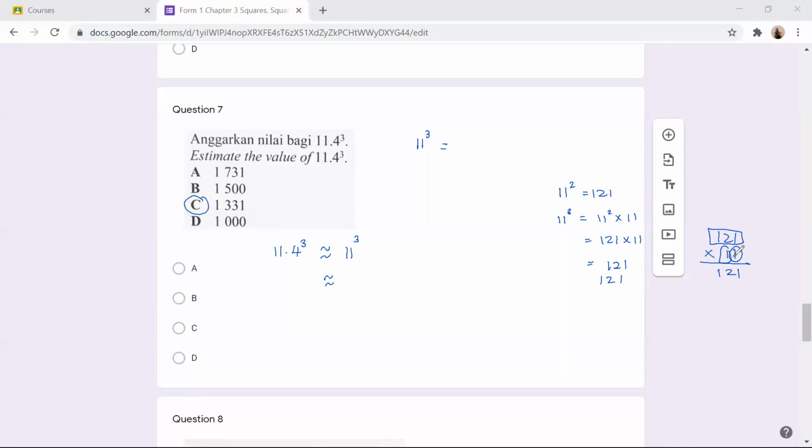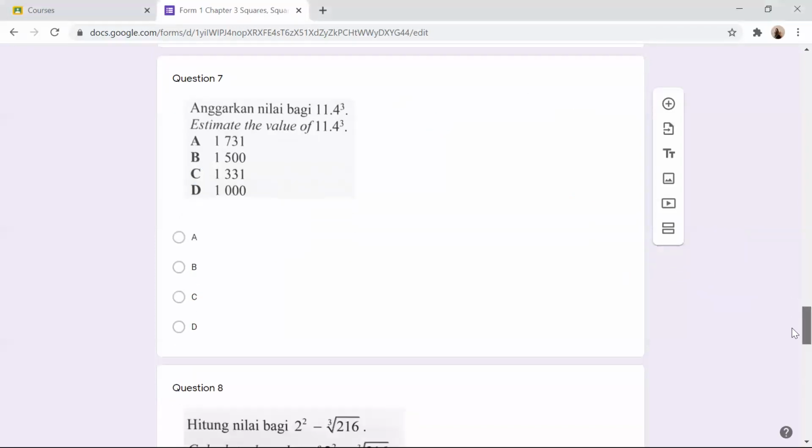Another time of 1 here will be another 121. So this is how I get 1,331. Okay, done with question number 7. Let us move on to question number 8.